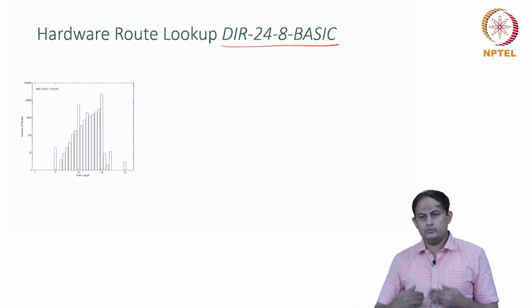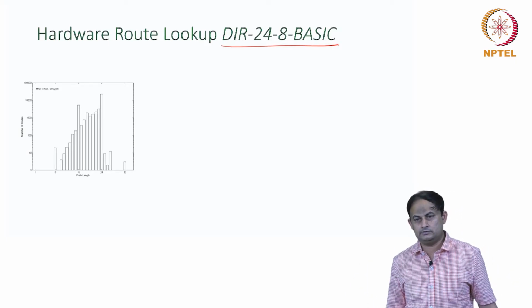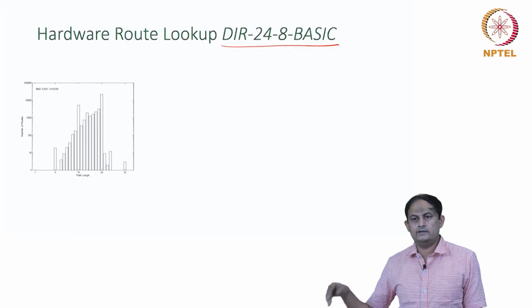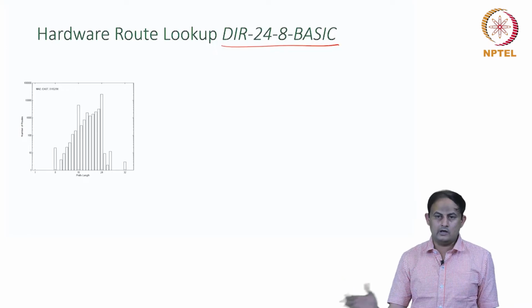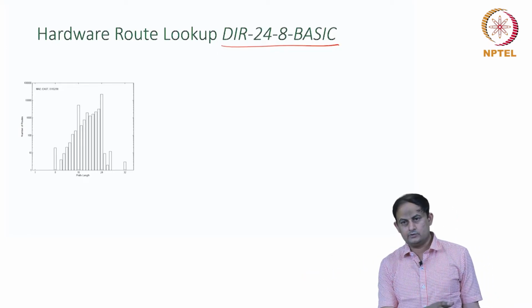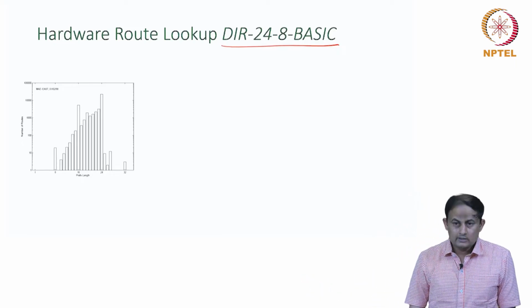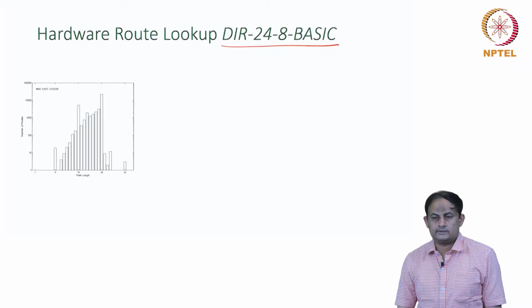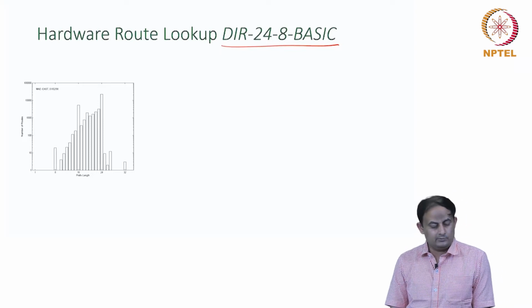The first table holds the prefixes up to length 24, and the second level table holds the prefixes which are longer than 24 bits, including the 24 bits. 0 to 23 is in the first table, and 24 onwards is in the second table. So why this kind of structure? This is a very simple architecture.